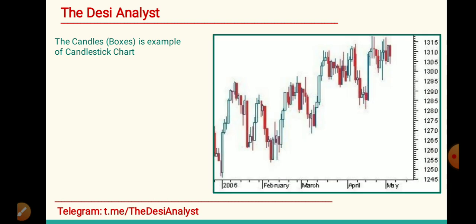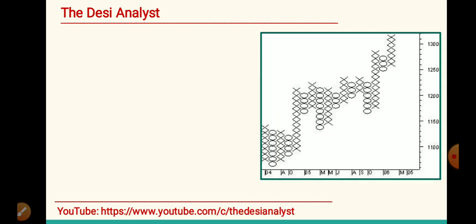This is an example of a candlestick chart, and this is the example of a point and figure chart. Point and figure charts.